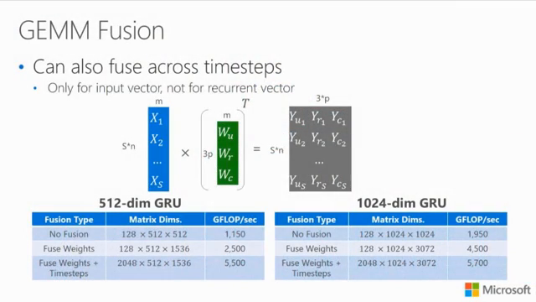So we can see here the flops for these various things. This shows what happens if we have a 500-dimensional GRU. If we don't do any fusion, we get about 1150 gigaflops. If we just fuse the weights, which is the last slide, we get 2500. And if we fuse the weights and the time steps, which is this slide, we get 5500.